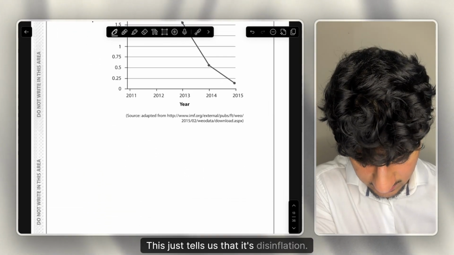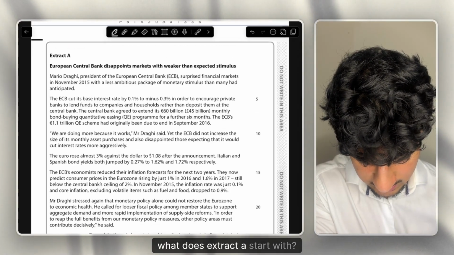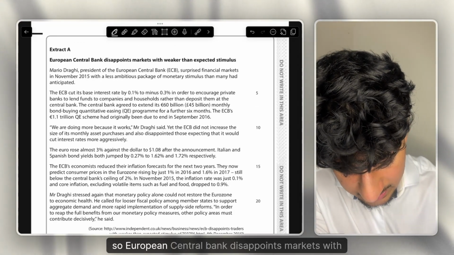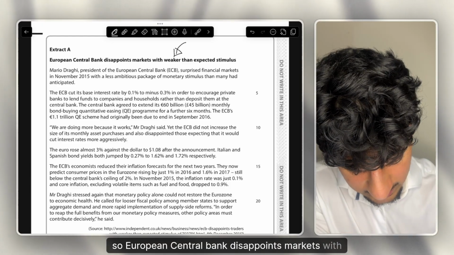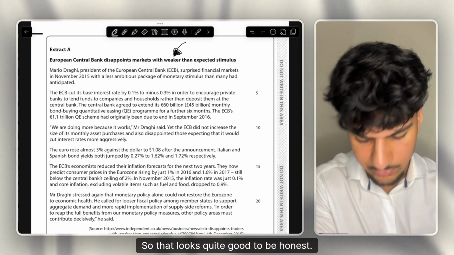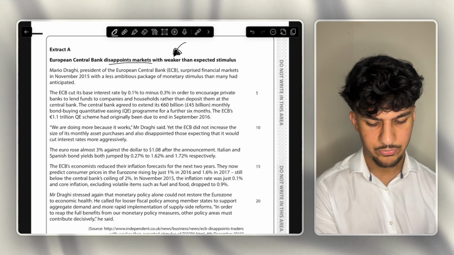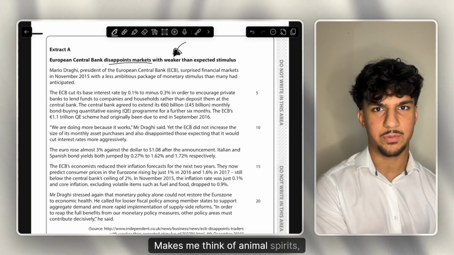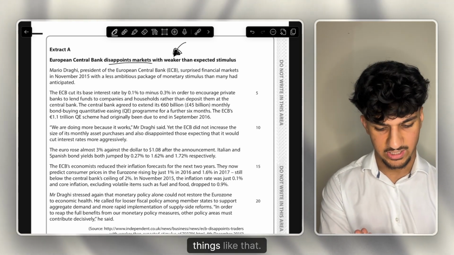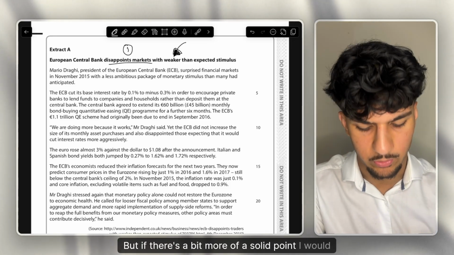This just tells us that it's disinflation, so I'm probably going to have to use extract A here. What does extract A start with? European Central Bank disappoints markets with a weaker than expected stimulus. That looks quite good, to be honest, just the title itself. If the markets are disappointed, what does that make me think of? It makes me think of animal spirits, consumer confidence, things like that. That is definitely one point I can write about, but if there's a more solid point, I will probably pick it out.